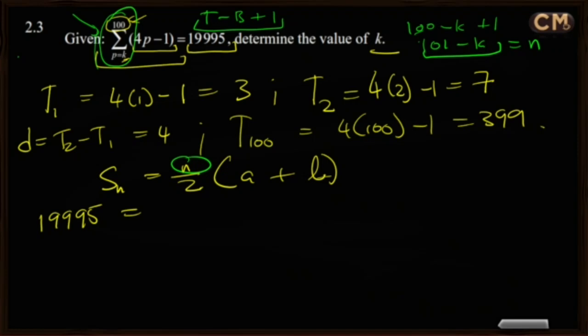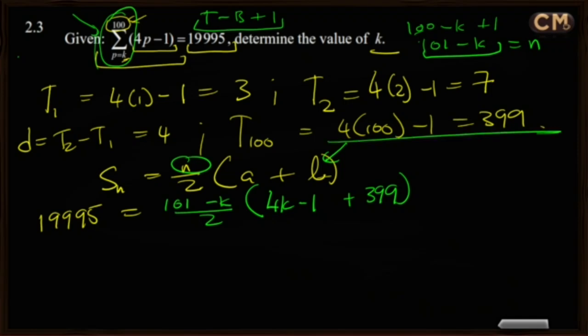So let's plug it in. That will give us 101 minus k over 2. What's our first term? Again, because we're doing the generalized version and we want the value of k, we are going to have 4k minus 1 plus what's our final term? 399. That's the value of L over here, which we did calculate right there. Keep changing colors just to make sure that we don't get confused.